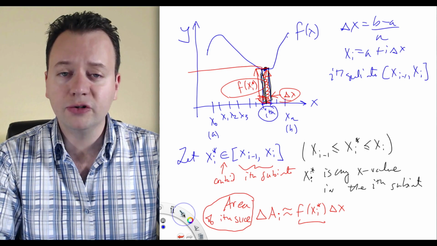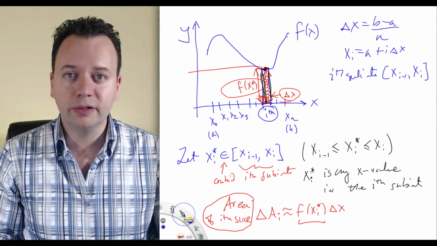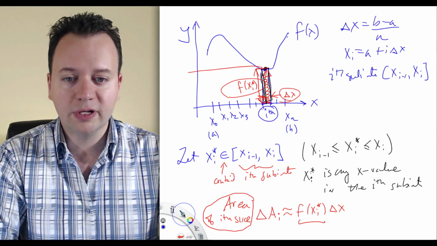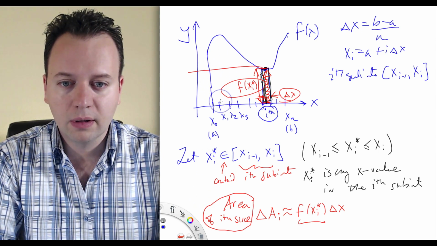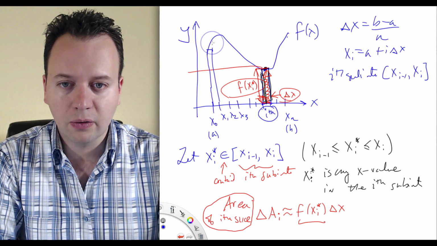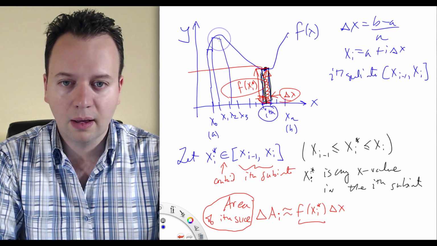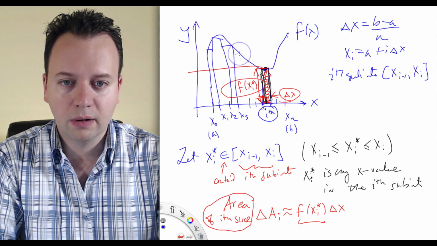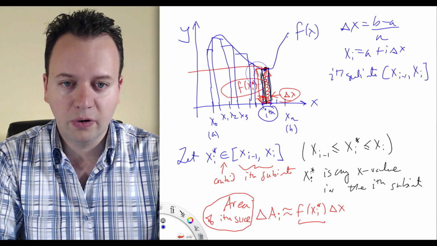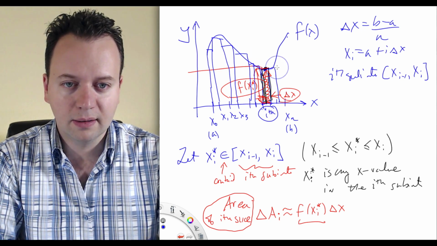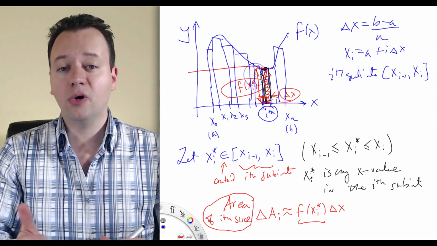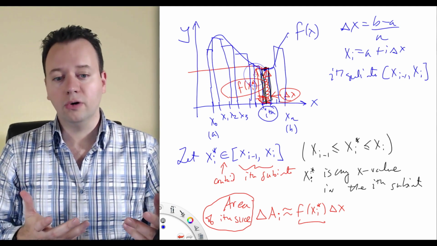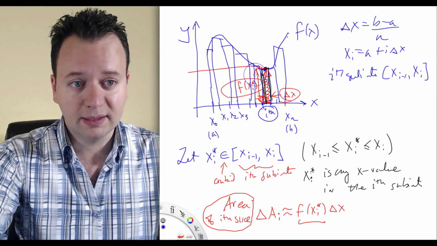If I sum these over all of the subintervals, I get a rectangle for each subinterval. So I get a rectangle here, I get a rectangle here, I get a rectangle here. These are very quickly drawn rectangles like that. If I add up all the areas, I get an approximation for the area under the curve. And that's called a Riemann sum.